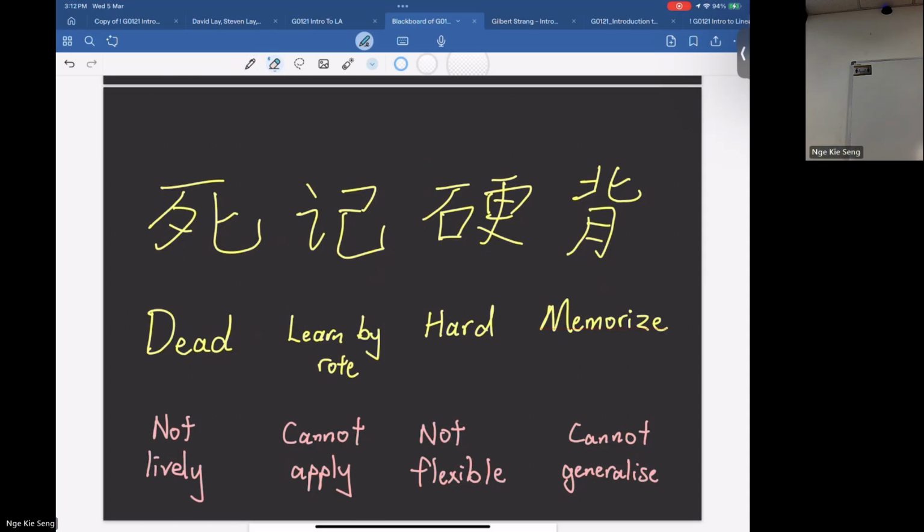And why is hard not good? You think hard is good? Maybe someone thinks it's good. But why is it not good? Because it's not flexible enough. And why is memorizing not good? You cannot generalize to different cases. You just know, oh, that case use this, that case use that, that case use that.